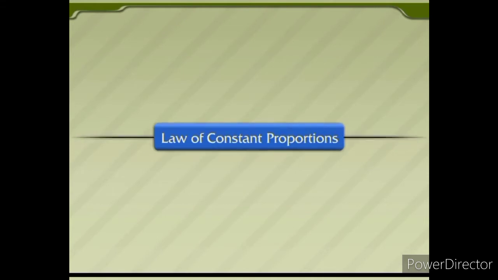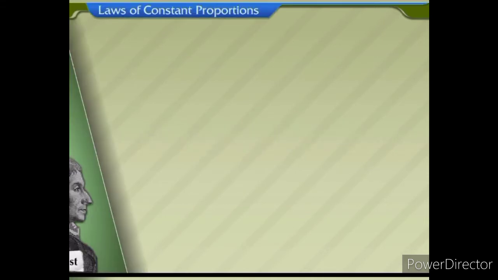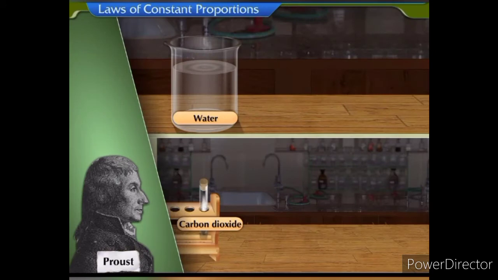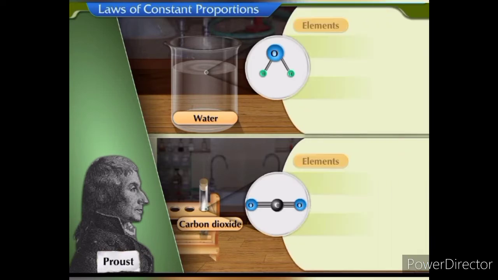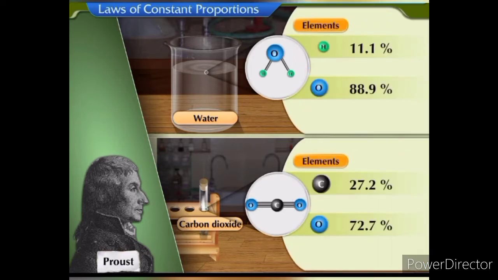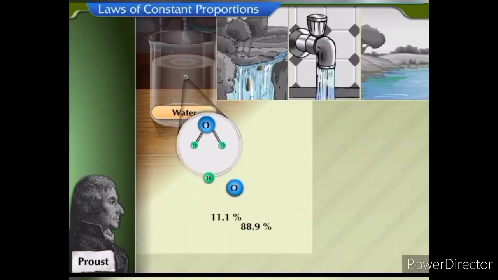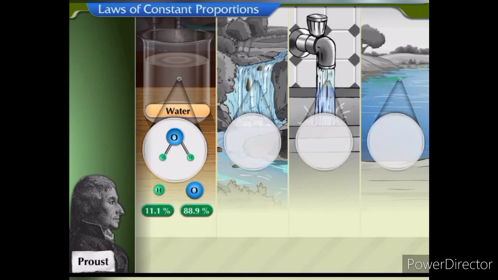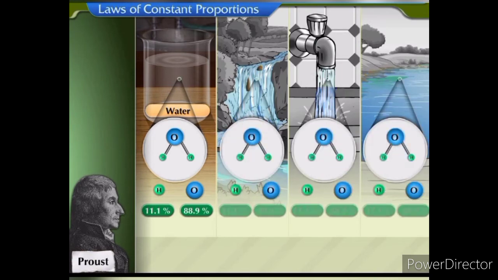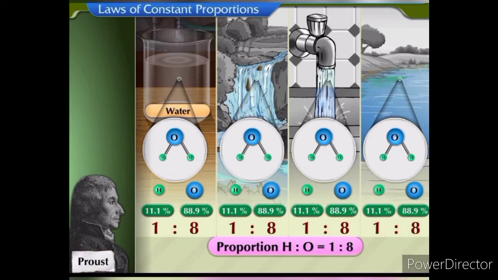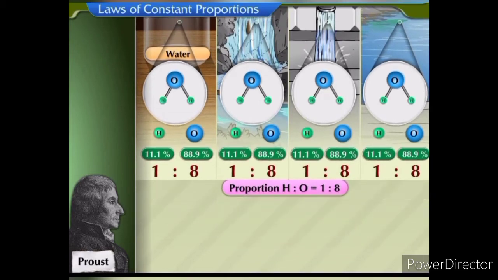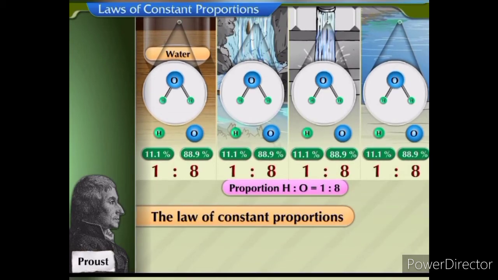Law of constant proportions. Proust analyzed the chemical composition of a large number of compounds to determine the type of elements present and the percentage of the elements present in them. He came to the conclusion that each compound had the same elements in the same proportion, irrespective of the source from which it was obtained or the method used for preparation. Based on these observations, he formulated the law of constant proportions.